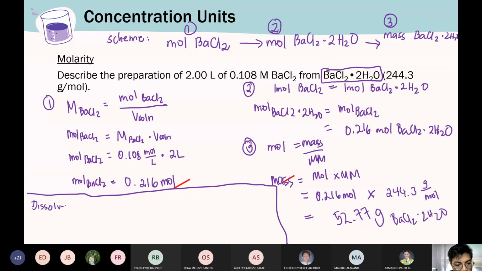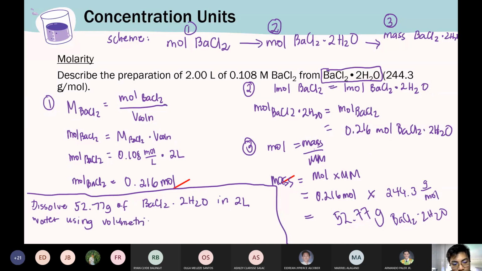dissolve. Ayun, yung final na na-solve nyo. 52.77 grams of barium chloride dihydrate in 2-liter water using vol flask. May 2 liters na volumetric flask. Okay. To create, ganito kayo magsusulat na. Papalitan nyo lang yung numbers and yung compound. To create a 0.108 molar BaCl2 solution. Okay? So, ganyan pag sinabi describe, gagawa ka pa ng sentence.